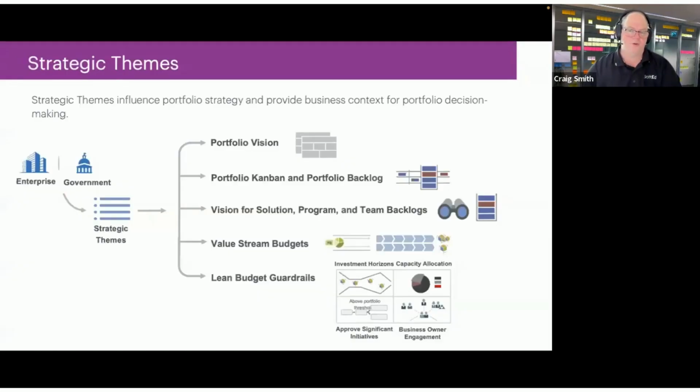Well, the first one is making sure that we understand what our strategic themes are. And those strategic themes are made up of a bunch of stuff. They can be our vision, they can be what is on our backlog or in our portfolio Kanban, there'll be the vision further down across all of our levels, whether that be strategic, program level, or team level. Our budgets will play into that. Obviously, if we have more money to put towards something, we might be a little more bold in our strategic themes, as well as what we call our guardrails, which I'll mention in more detail in just a second.